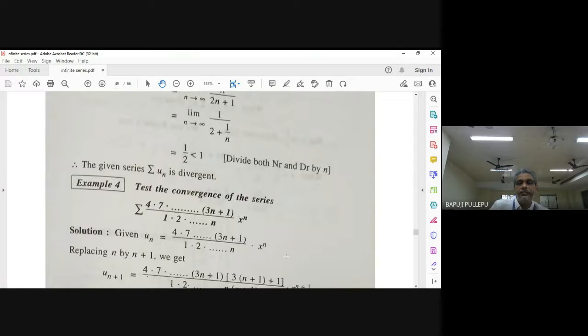This you can try; at least you can tell the answer. Example 4 you can try yourself. 10 minutes. 5 minutes enough, not 10 minutes. Try all of example 4.